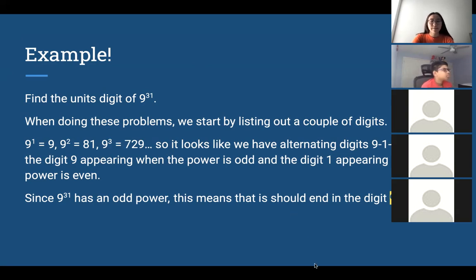And so basically, we can also do this using modular arithmetic. So 31 mod 2, because there's 2 numbers in our pattern, 9 and 1. And so what is 31 mod 2? Feel free to type it in the chat. What is 31 mod 2? Remember, it's just the remainder when 31 is divided by 2.